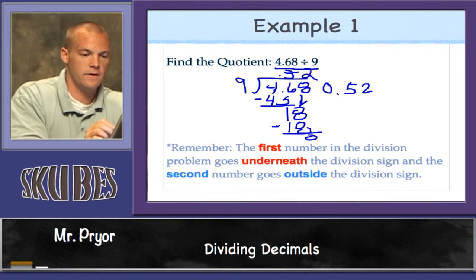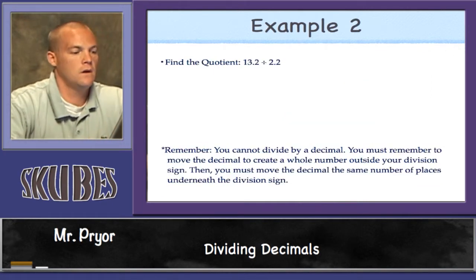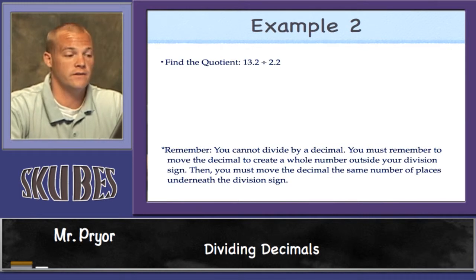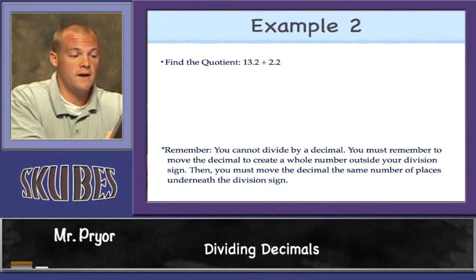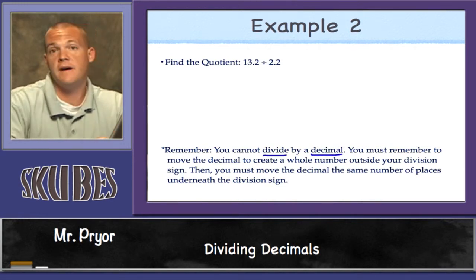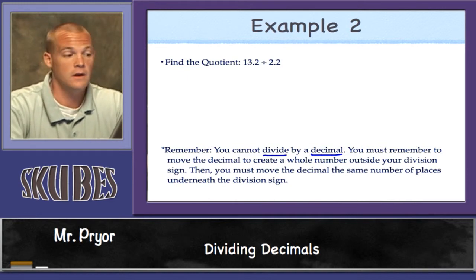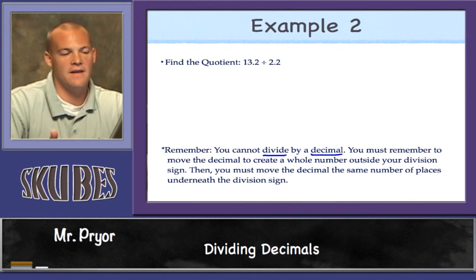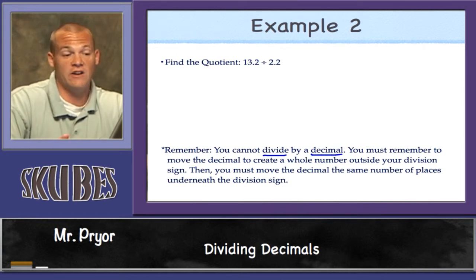The next example here, we're going to be doing something similar. You'll notice the difference in this problem, however, is that now both values have a decimal. As you can see at the bottom, it says, remember, you cannot divide by a decimal. It has to be a whole number. So in this case, 2.2, we can't divide by that until we modify it or change it.